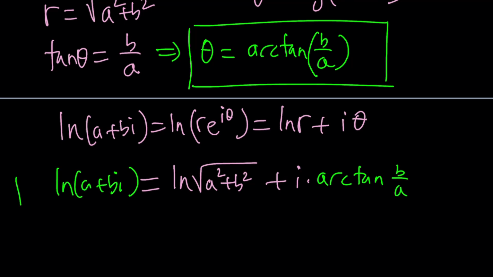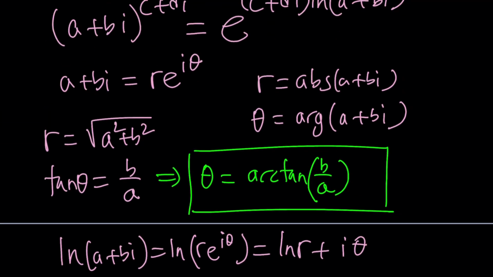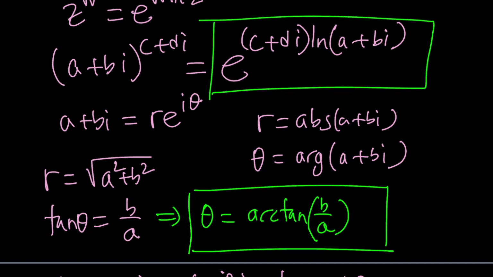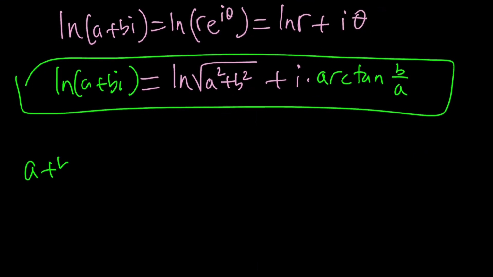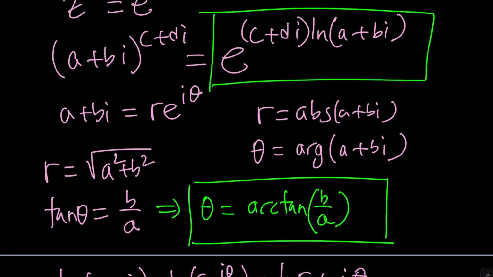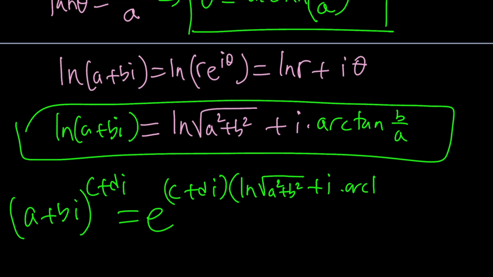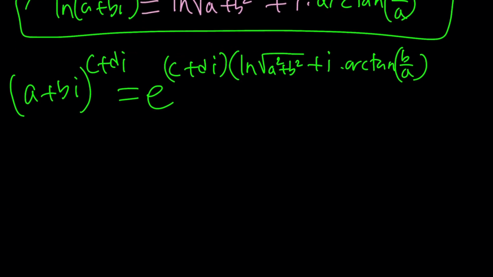Let's go ahead and plug it into our equation. Where's the equation? Right here. So this is my a plus bi to the power c plus di. So a plus bi to the power c plus di is equal to e to the power c plus di, which is a complex number, multiplied by the ln of a plus bi, which is another complex number, by the way. I'm going to just copy that from above, and this is what you're going to get. And I should probably keep b over a in parentheses all the time, right? Cool, cool. Is that the answer?